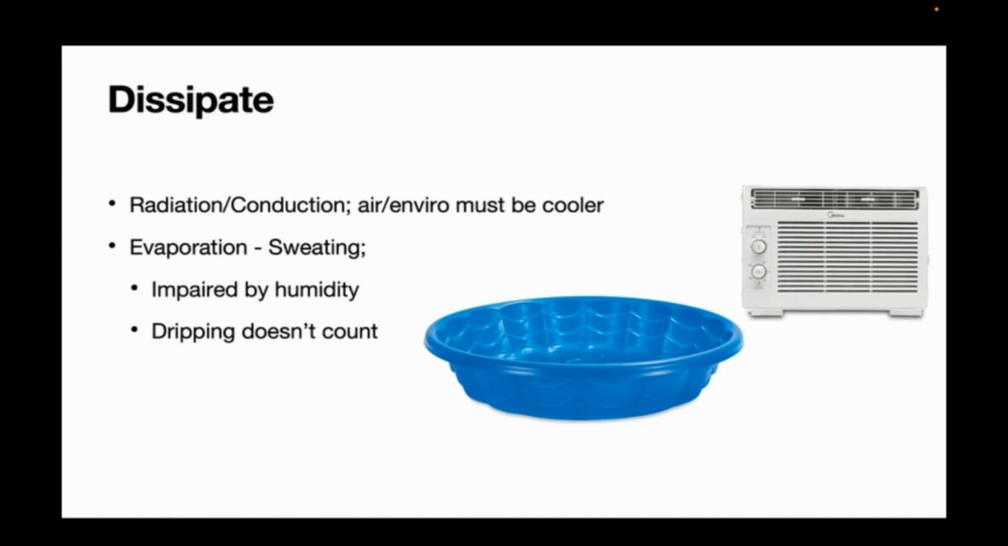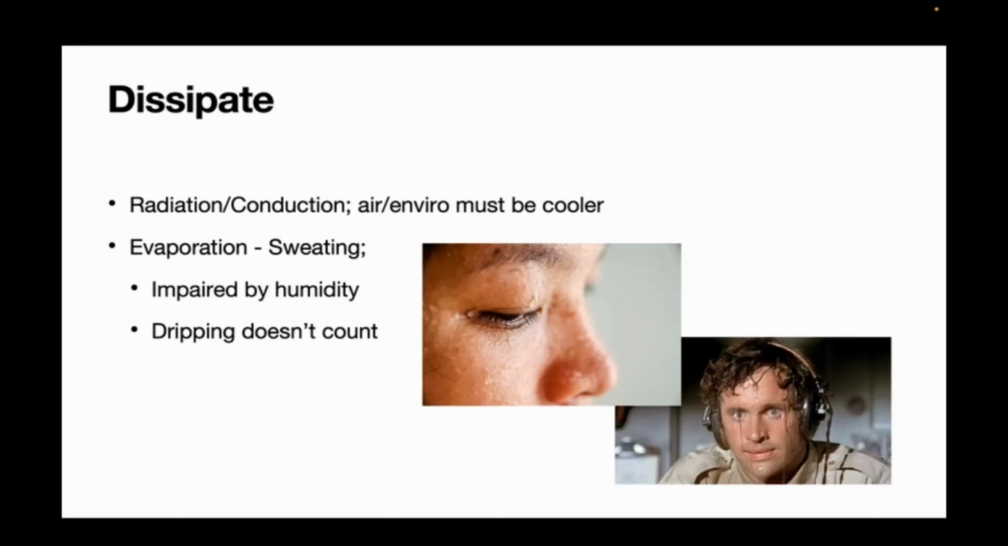Now with evaporation, sweating, you have a lot of ability to get rid of energy, get rid of heat by having that phase transition from liquid to gaseous water. Unfortunately, it's impaired by humidity. So the heat in you being transferred to liquid water that then becomes gas, that requires it to go from liquid to gas. And so if there's a high humidity outside, it's harder to do that. Also, if you're not having evaporative cooling, but just the sweat is dripping off of you, that doesn't really count. That's not really getting rid of that much heat.